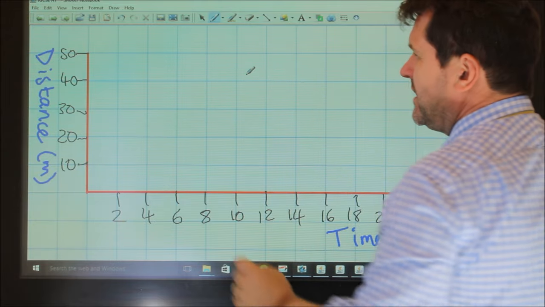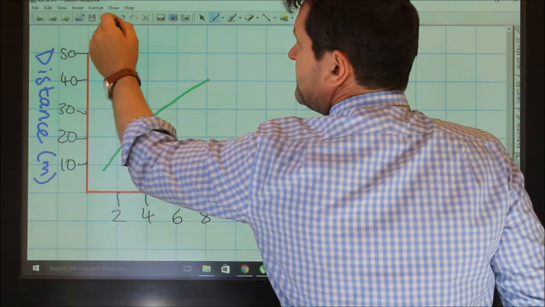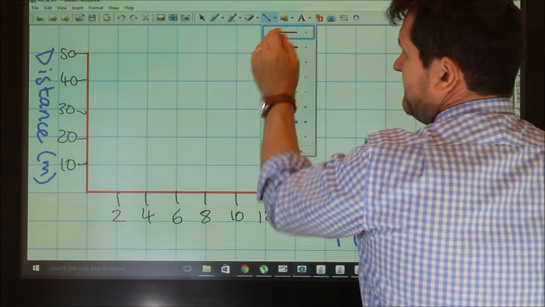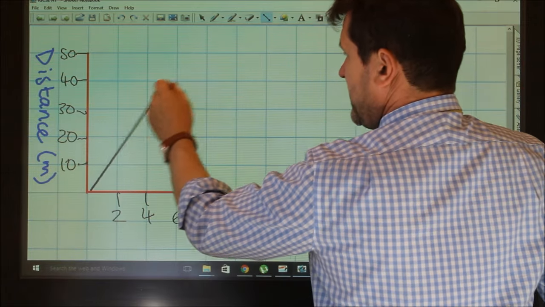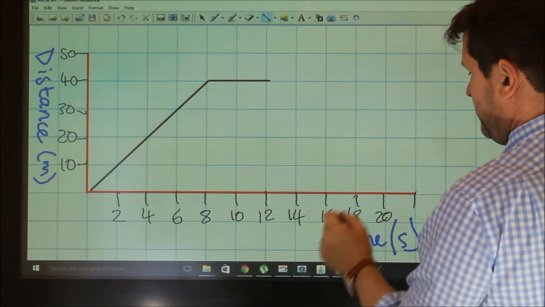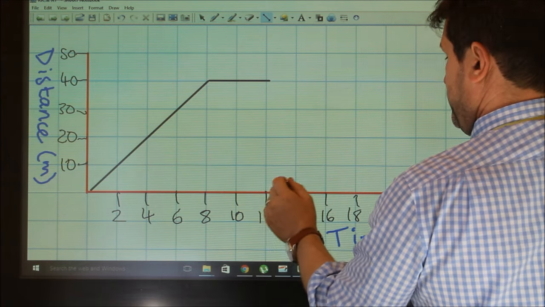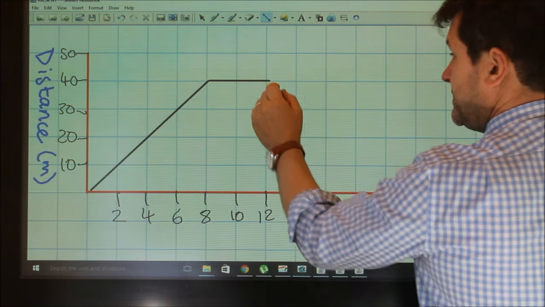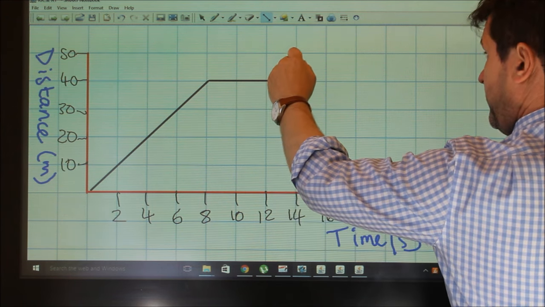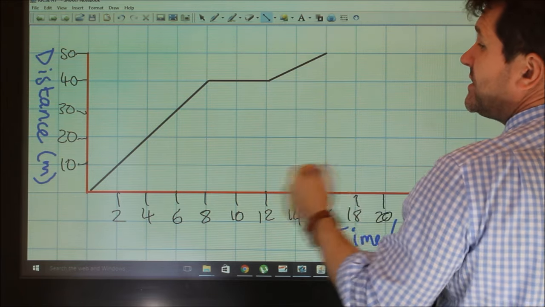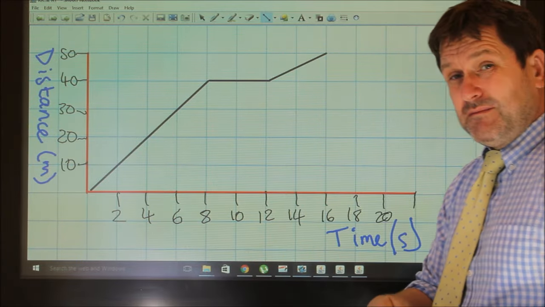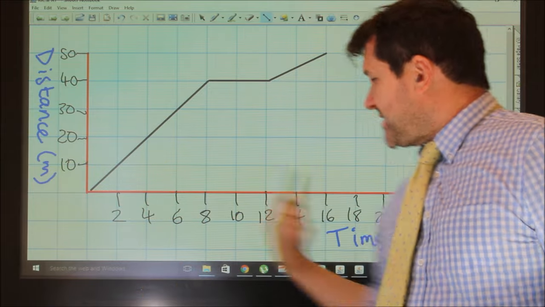So they could say in an examination question, something like this. You could go from there to say there, then you could do that for a bit, and we'll go all the way up, and we could make this come down with a displacement graph, because we'd be returning to our original position. So here we've got a distance time graph.